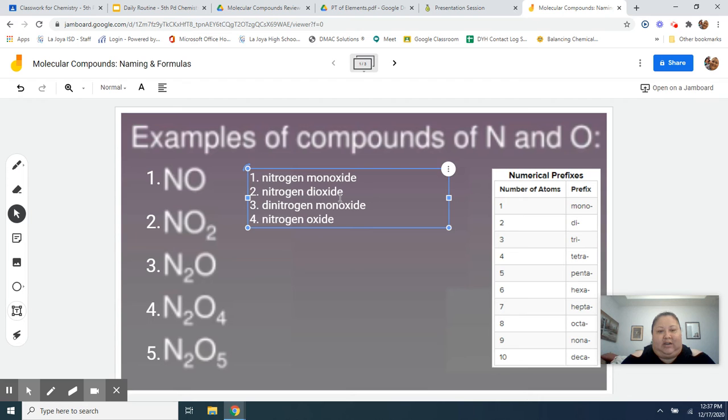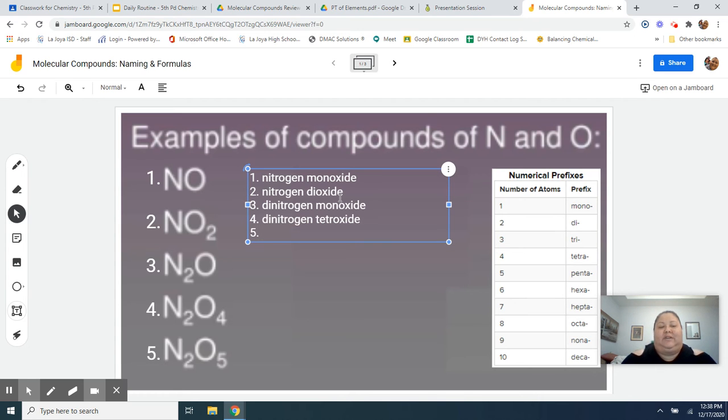Very good, sir. Since I have 2 nitrogens and 4 oxygens, I need to include the prefix for 2, which is di, and the prefix for 4, which so happens to be tetra. Oxide. Tetraoxide. Now, you could have put the A, but it's always preferred not to.